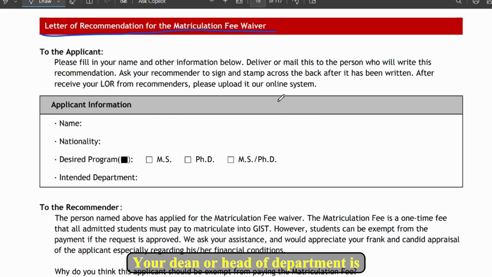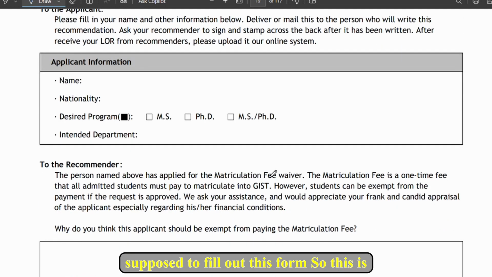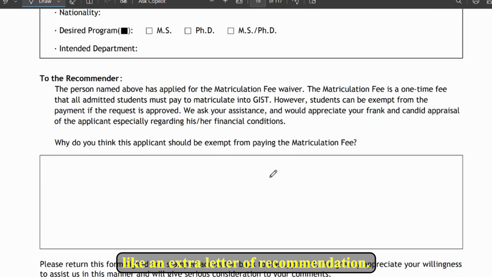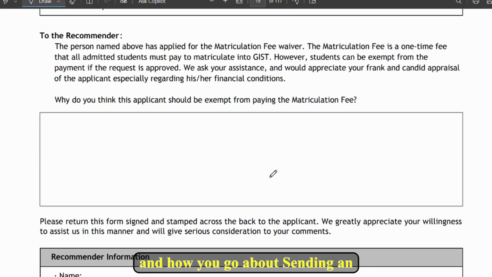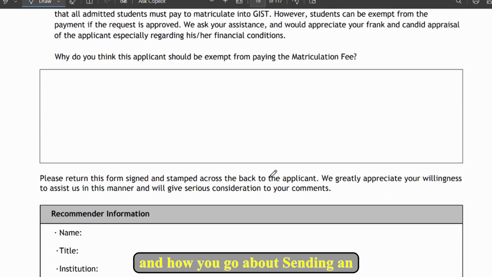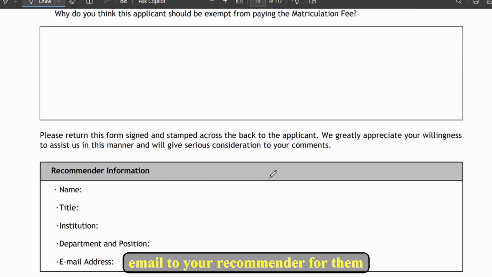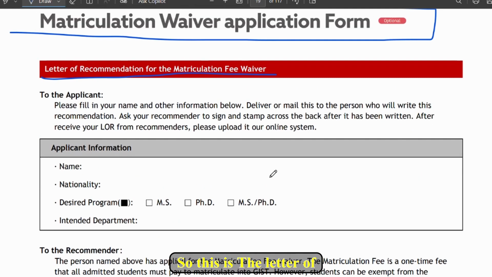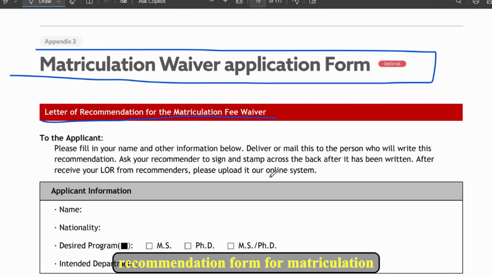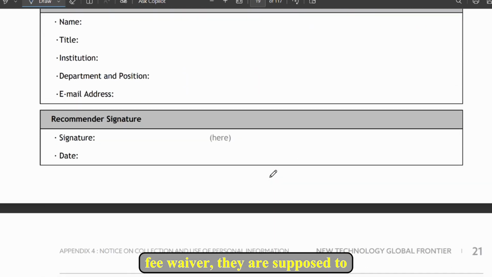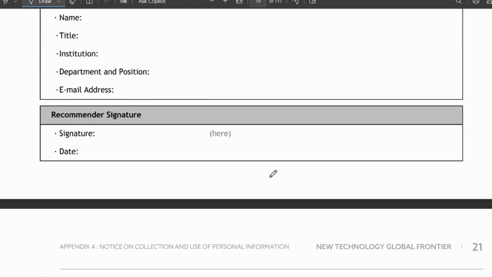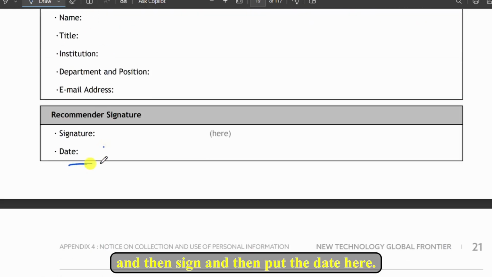Your dean or head of department is supposed to fill out this form. So this is like an extra letter of recommendation. Normally you're supposed to provide 2 letters of recommendation. We will look at the other letter of recommendation and how you go about sending an email to your recommender for them to recommend you for the scholarship. So this is the letter of recommendation form for matriculation fee waiver. They are supposed to answer all of these questions and then sign and then put the date here.